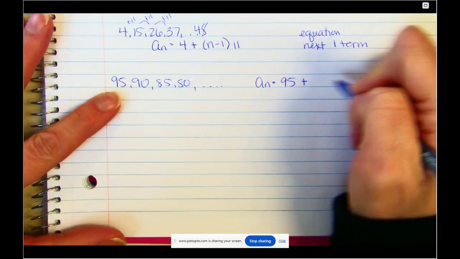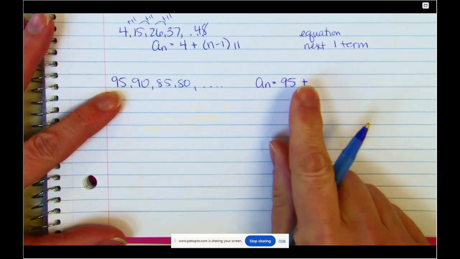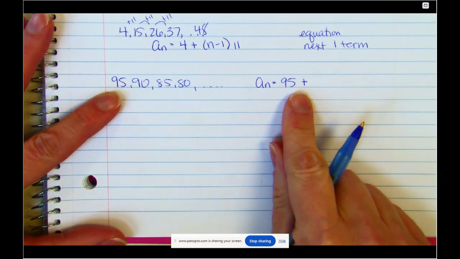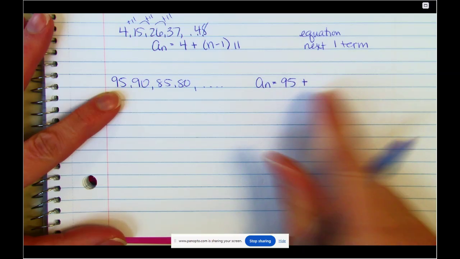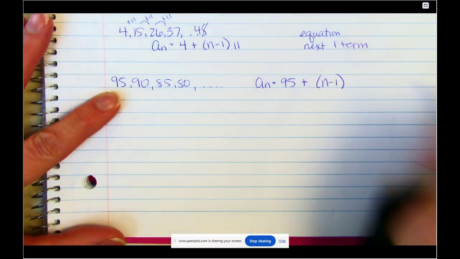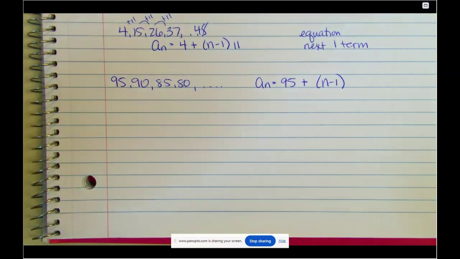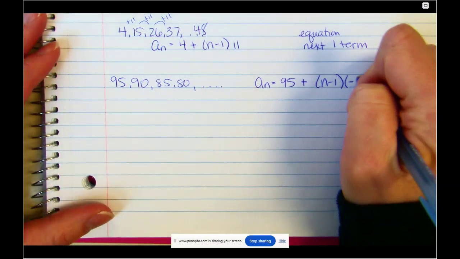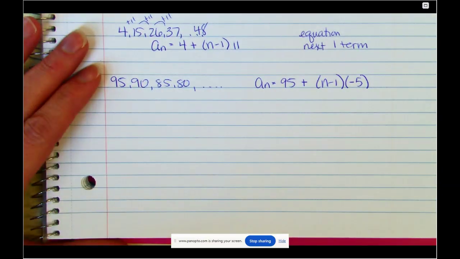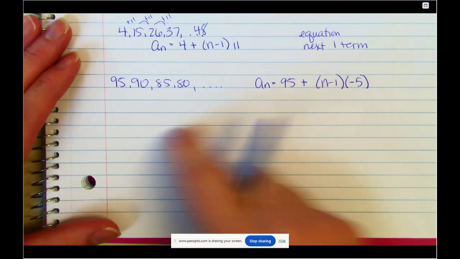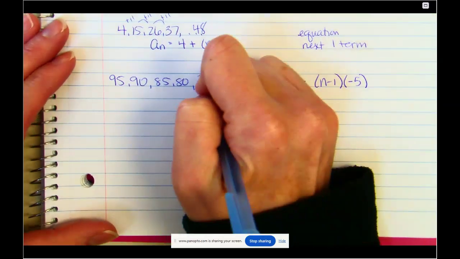95 plus. So here's, I had this question from a couple people. It's a good one. There's always a plus in the formula. That won't change. It's n minus 1. That doesn't change. What's the pattern? Minus 5 because it goes down. Okay, make sure you put it in parentheses. What's your next term? 75.